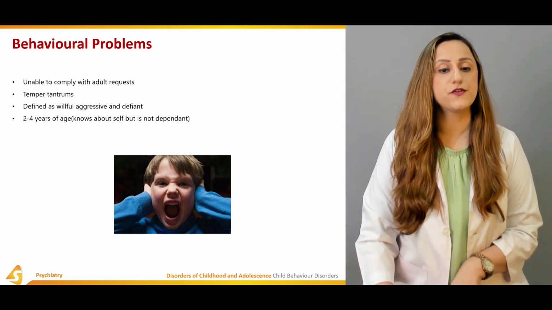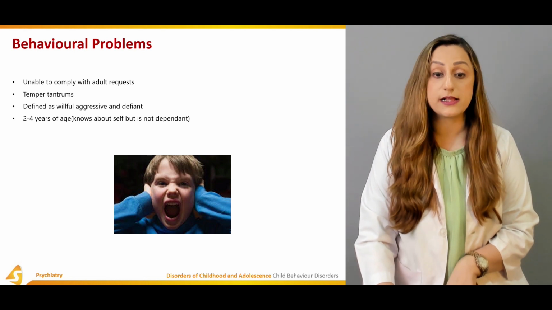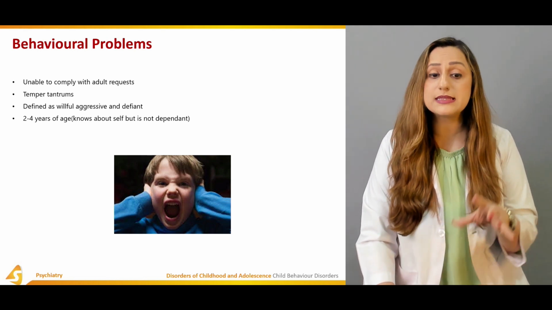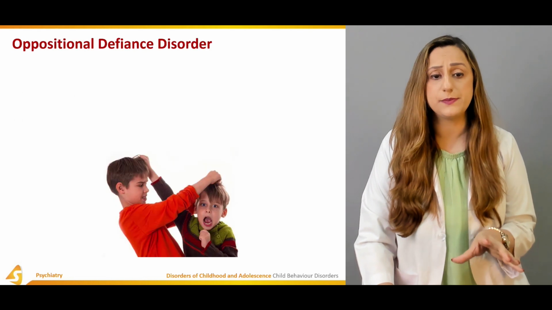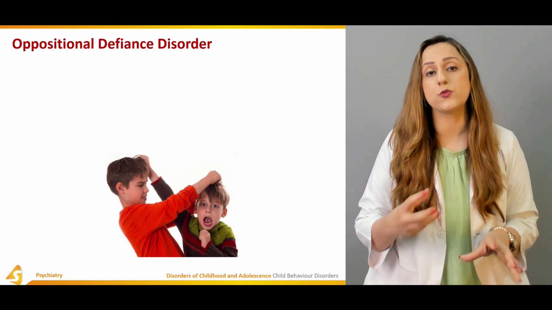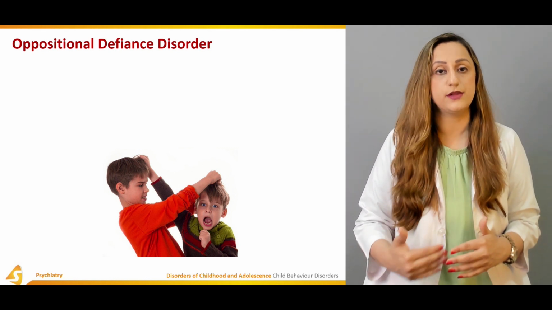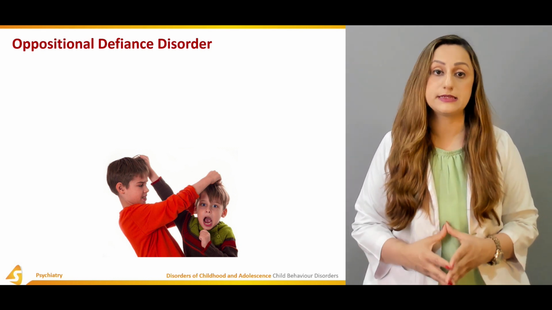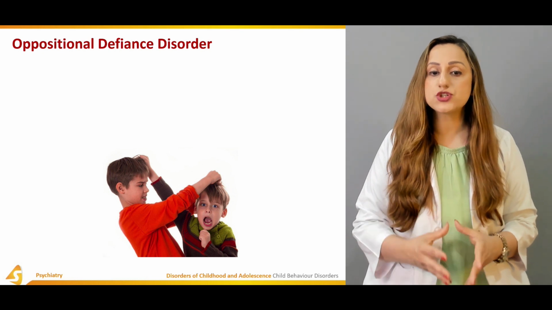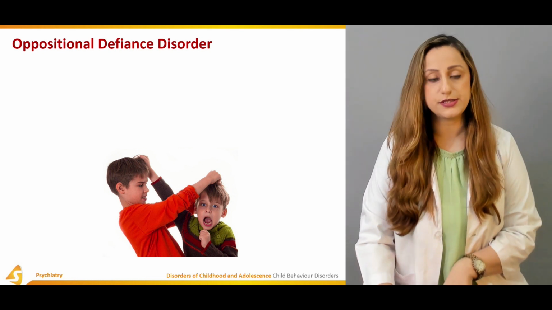2 to 4 years of age: the child knows about self but is not independent. So this is the criteria that one should keep in mind. This is basically the age group in which the child gets to know himself or herself, but is still dependent. Then we have the oppositional defiance disorders over here.